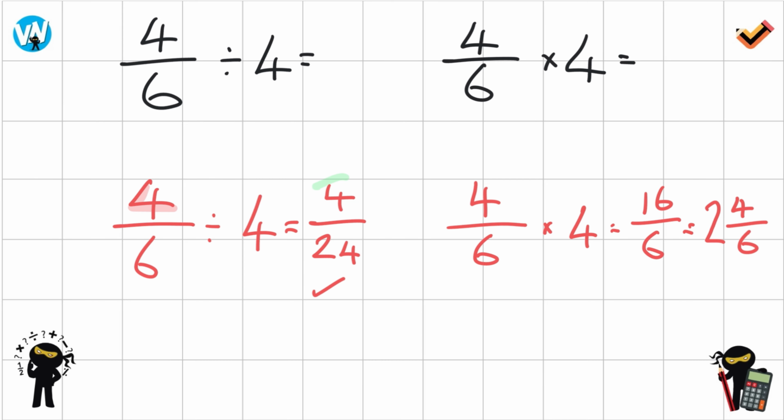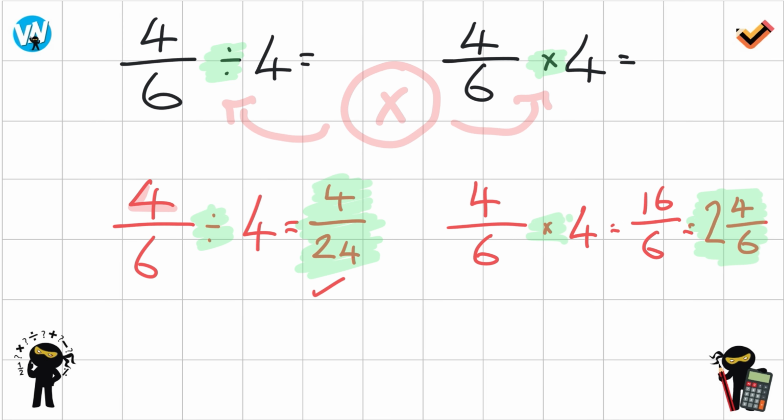So as you can see, we get a very different answer depending on which way we go with these questions. And regardless if it's a times or a divide, with these question types, we are multiplying. So the key to remember is that both of these questions, we are going to multiply to get the answer.